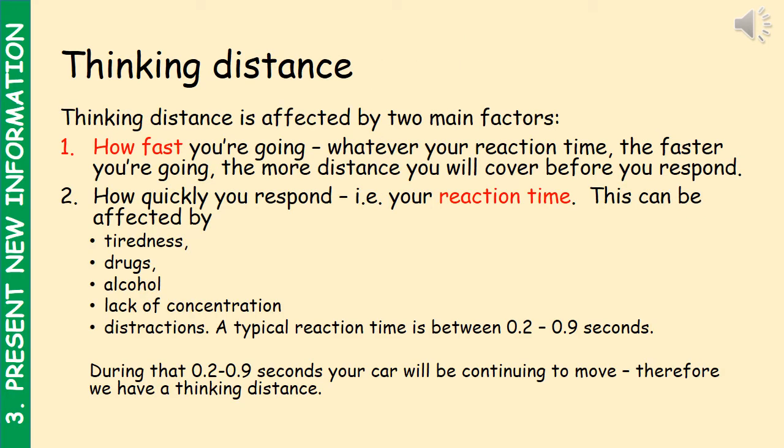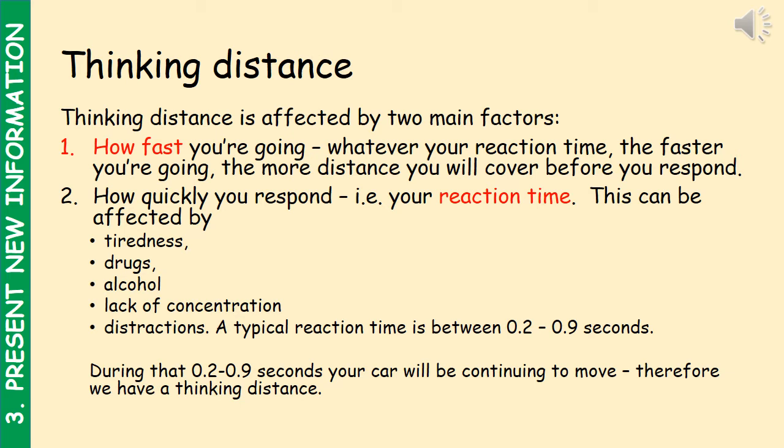So the stopping distance is made of two components, the thinking distance and the braking distance. First of all, we're looking in detail at the thinking distance and the factors that will affect that distance. The thinking distance is affected by two main factors. First of all, how fast you're going. So we've said before, whatever your reaction time, the faster you're going, the more distance you'll cover before you respond.